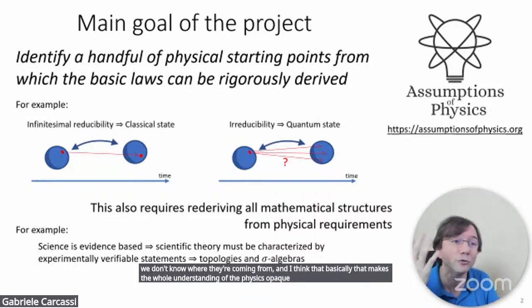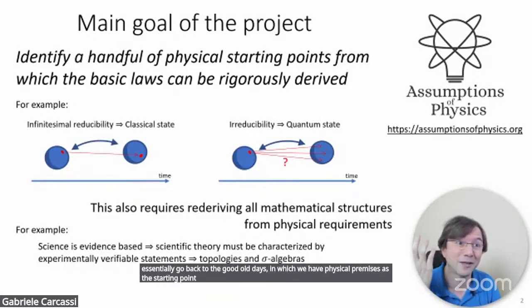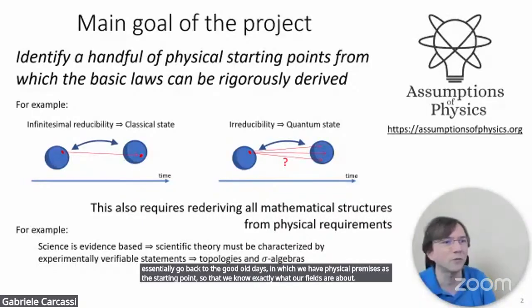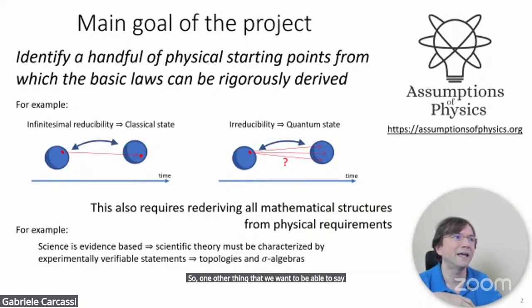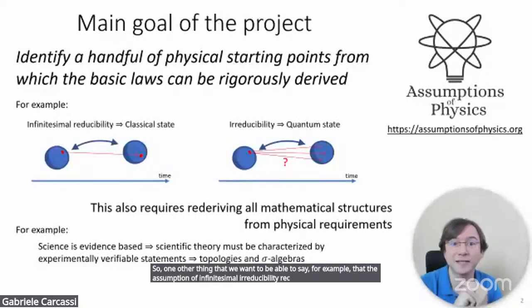So what we want to do is essentially go back to the good old days in which we have physical premises as the starting point, so that we know exactly what our theories are about. So one of the things that we want to be able to say, for example, is that the assumption of infinitesimal reducibility recovers the classical state.